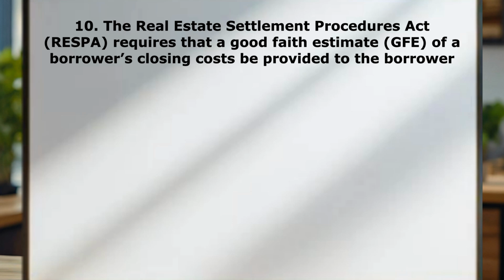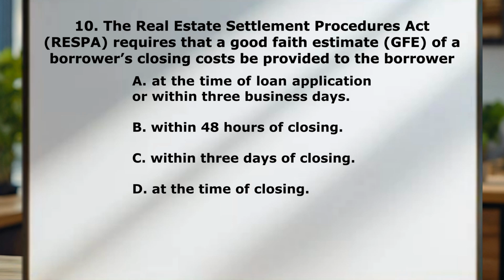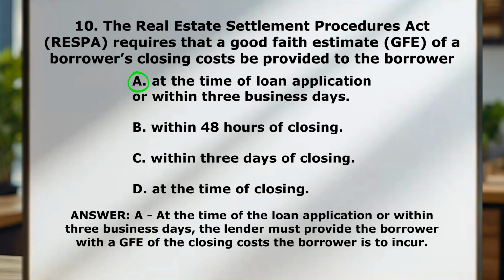Question number 10. Last question. Maybe not. Stay till the end and find out. The Real Estate Settlement Procedures Act, RESPA, requires that a good faith estimate, a GFE, of a borrower's closing costs be provided to the borrower, A, at the time of loan application or within 3 business days, B, within 48 hours of closing, C, within 3 days of closing, D, at the time of closing. Answer is A. At the time of the loan application or within 3 business days, the lender must provide the borrower with a GFE of the closing costs the borrower is to incur. So make sure you know these little facts about RESPA.